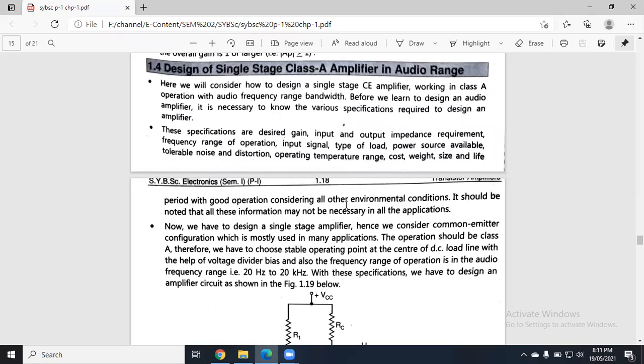Okay, so here we will consider how to design a single stage CE amplifier working in class A operation with audio frequency. In this statement we have been given a few pieces of information. The first thing is that the type of amplifier is CE, common emitter amplifier. Next is that it is a class A amplifier. What does that mean? The location or the position of the load line is already predefined. After that, it is with the audio range bandwidth. So what is the audio range? 20 hertz to 20 kilohertz. So all this information is given to us.